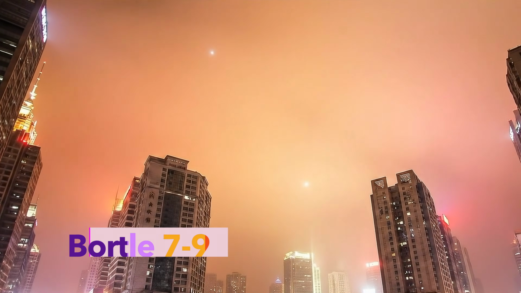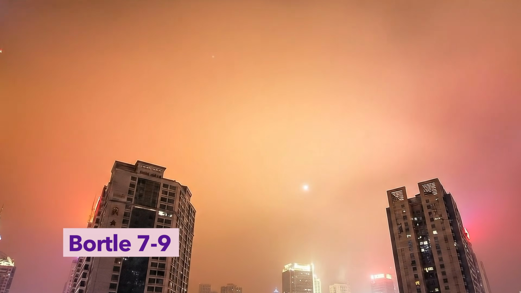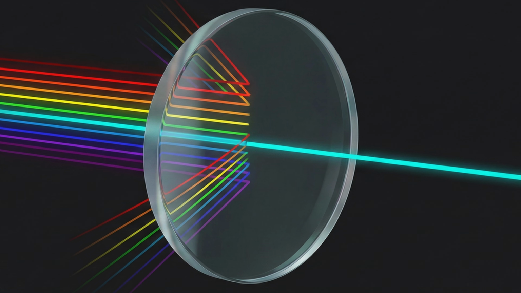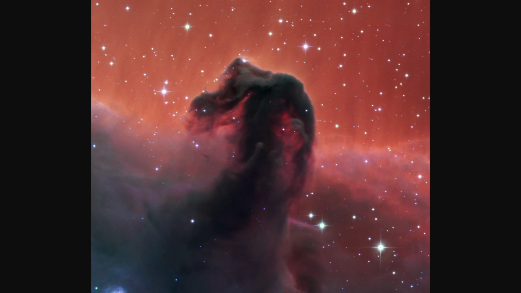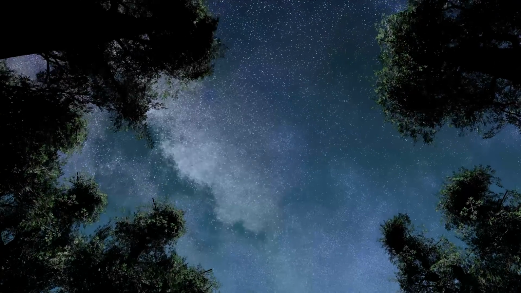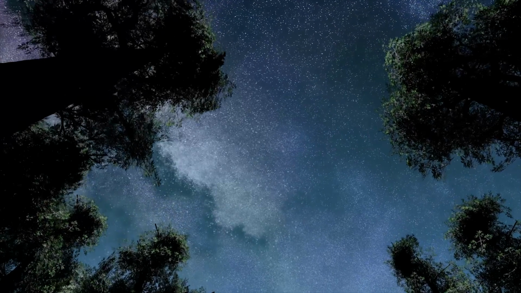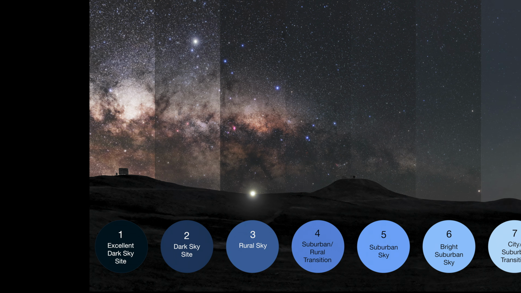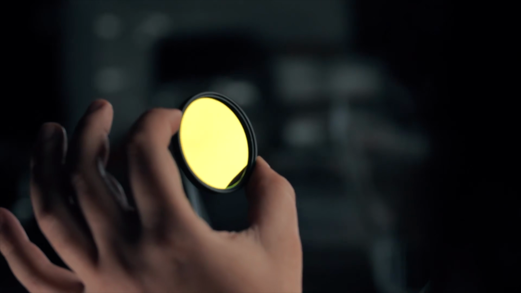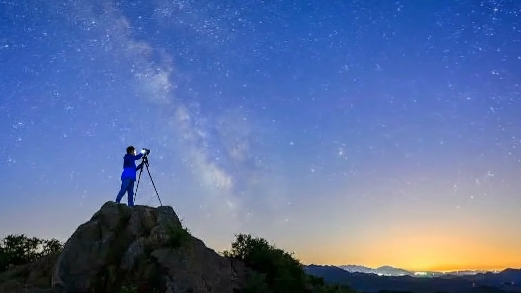Under the severe brightness of Bortle 7 to 9 skies, ultra-narrowband filters are essential. They allow you to capture nebulae such as Orion, Lagoon, Horsehead, or the Veil, even when they're completely invisible to the naked eye. Filters will never fully replace the quality of a truly dark sky, but understanding your Bortle level and selecting the right filter gives you the best chance to recover as much of the night as possible.